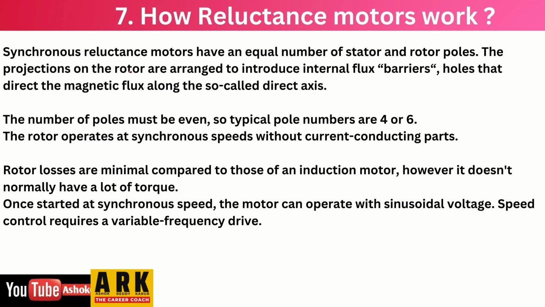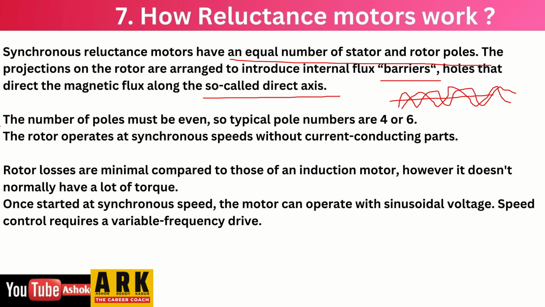The synchronous reluctance motors have an equal number of stator and rotor poles. For example, if the stator is rotating like this, and the rotor is also rotating in the same way, both will be the same. The projections on the rotor are arranged to introduce internal flux barriers, which hold the direct magnetic field flux along the so-called direct axis. So the number of poles must be even. It means both should be the same. Typical pole numbers are 4 to 6.